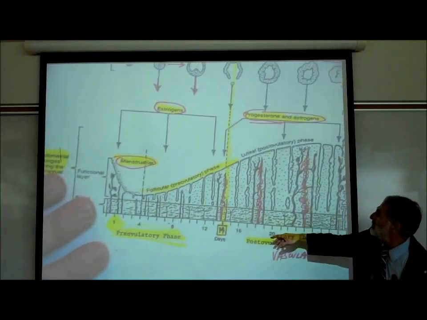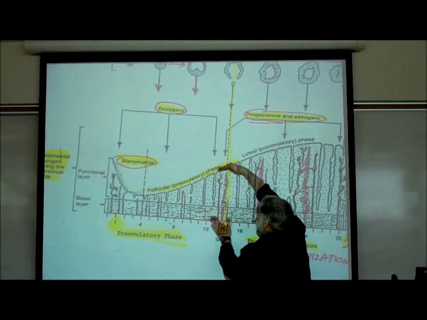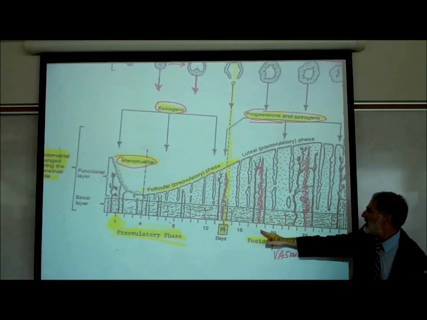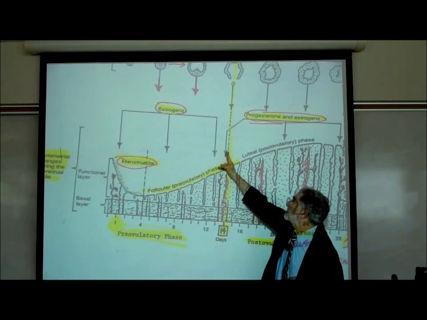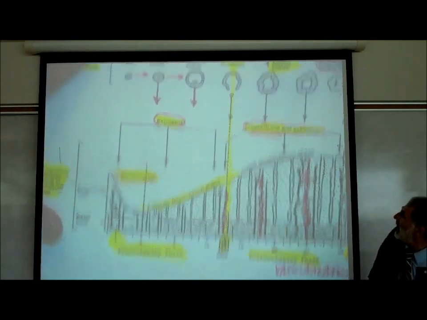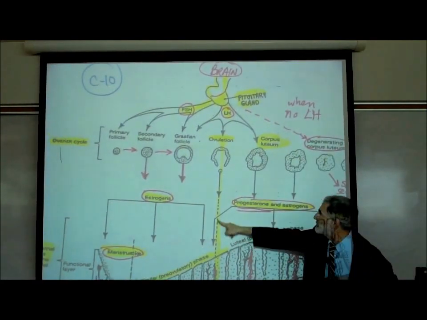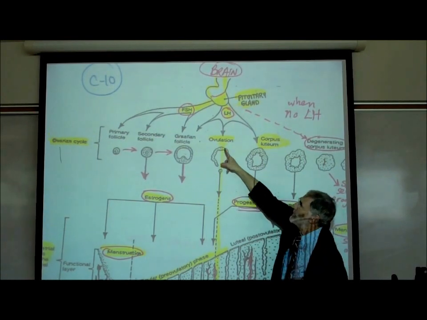Now, under the influence of estrogen, there is some thickening of the endometrial lining. Let's look at where it says 14. So approximately day 14, let's follow that dashed line up, and notice what happens right here, ovulation.